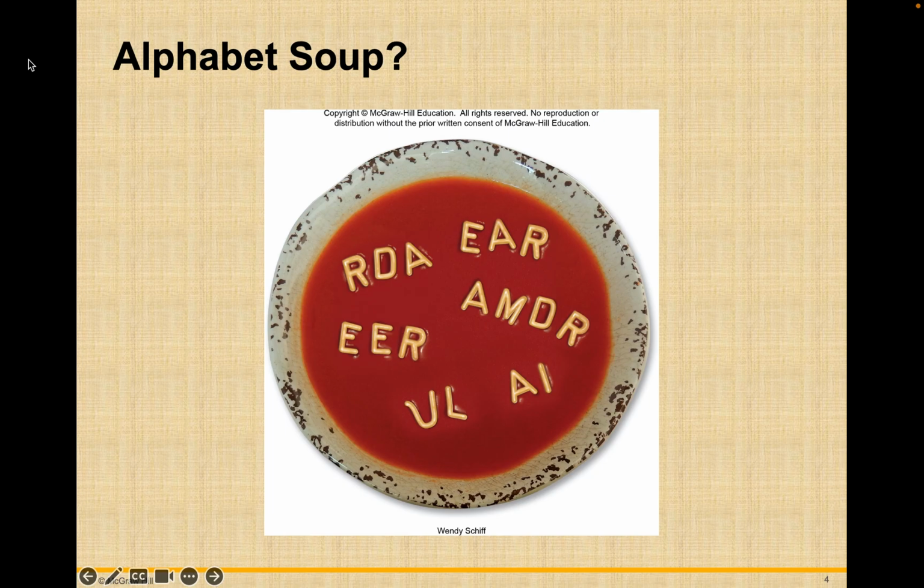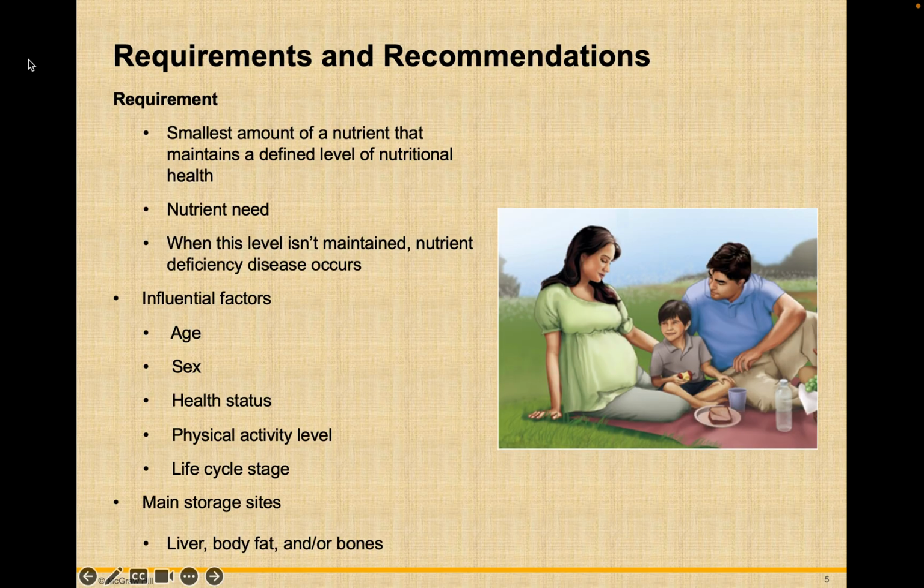For example, RDA, EAR, EER, AMDR, UL, and AI. Yes, it could be called alphabet soup, that flavor of Campbell's soup you ate as a kid. I mentioned your nutritional requirements, which is defined as the smallest amount of a nutrient that maintains a defined level of nutritional health. When this level isn't maintained, nutrient deficiency diseases can occur, something we do not want to have happen.